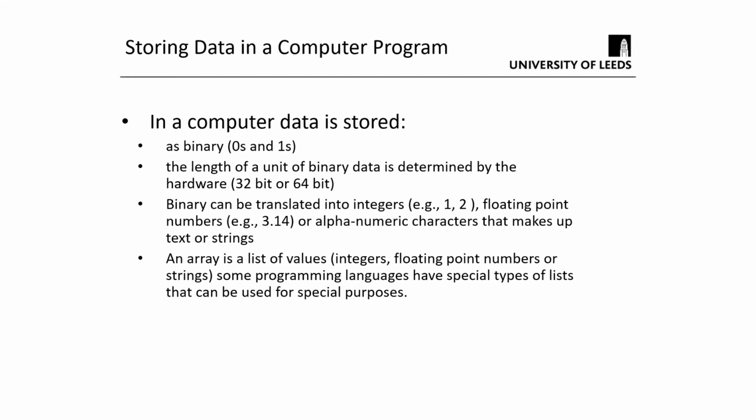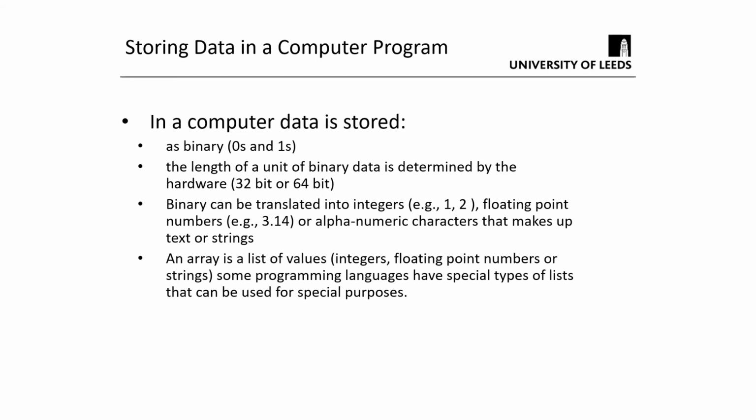The length of a unit of binary data is determined by the hardware. So about 10, 15 years ago, we went from 32-bit architecture to 64-bit architecture on desktops. And you'll see that there's a lot of software that you can still download and install in 32-bit or 64-bit. That's what is being referred to there. And the binary data can be translated into all sorts of things: integers, floats, strings, text, any number of things.